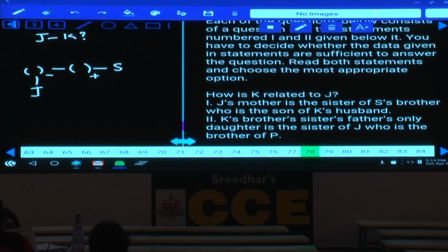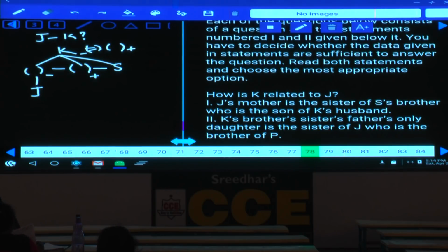Now this S's brother is the son of whom? S's brother is the son of K's husband. That means these three persons are the children of this K. Now K is a female and K's husband is also there. S's brother is the son of K's husband, isn't it?